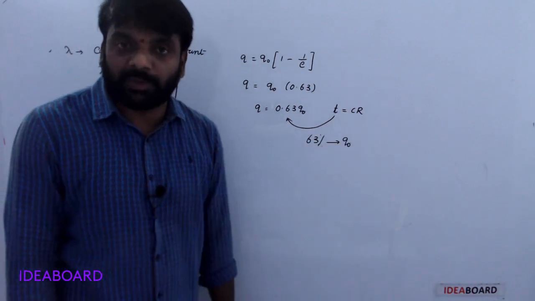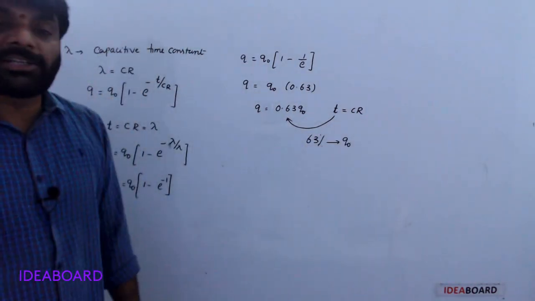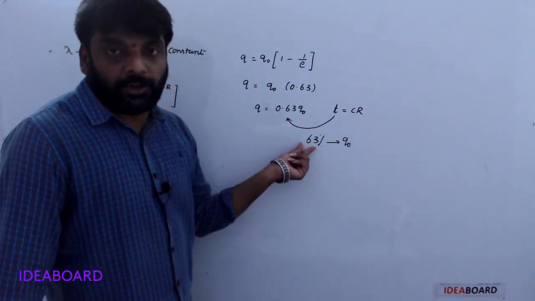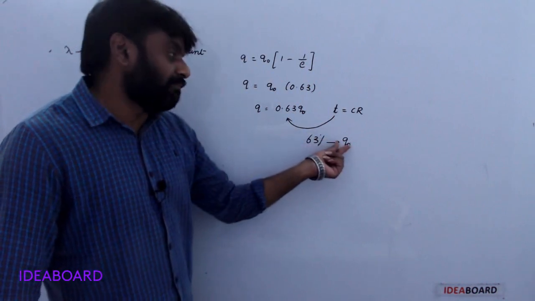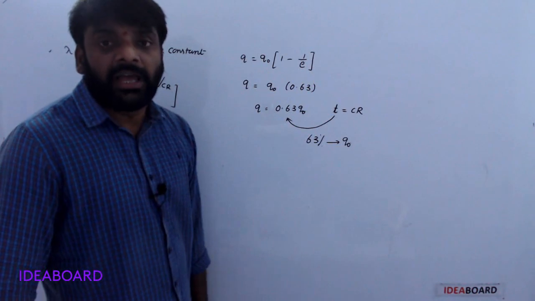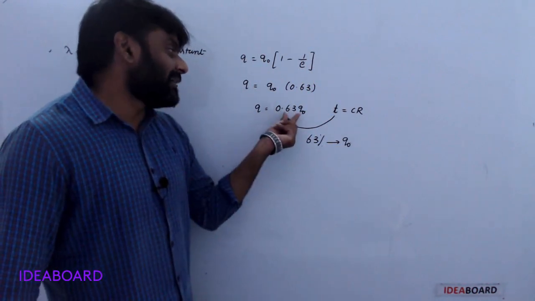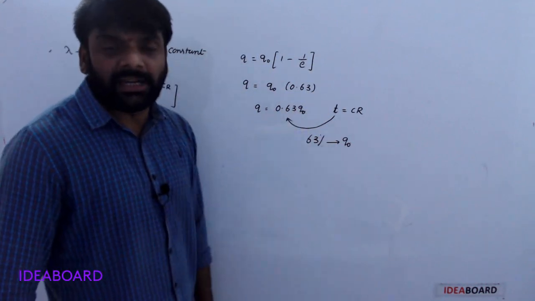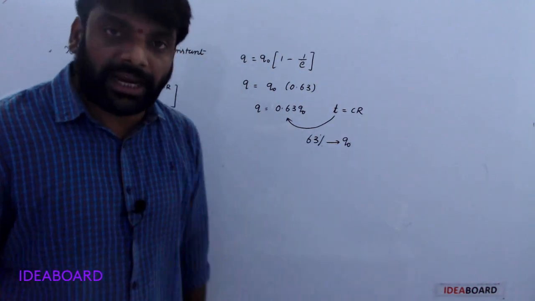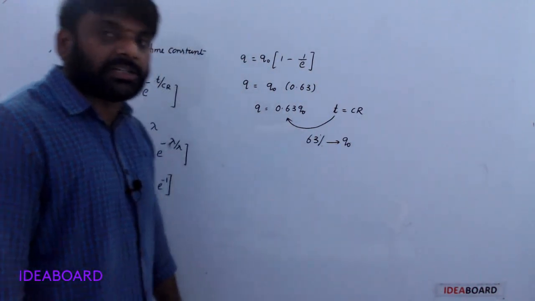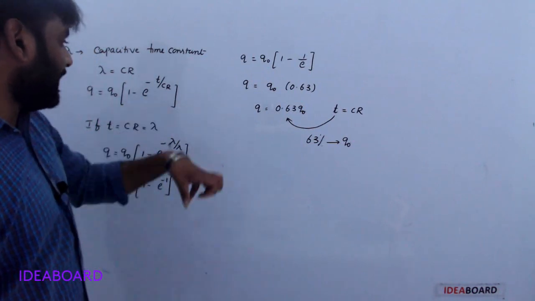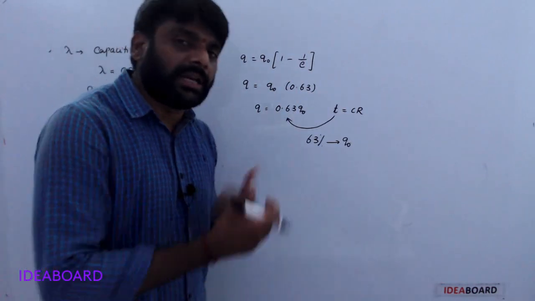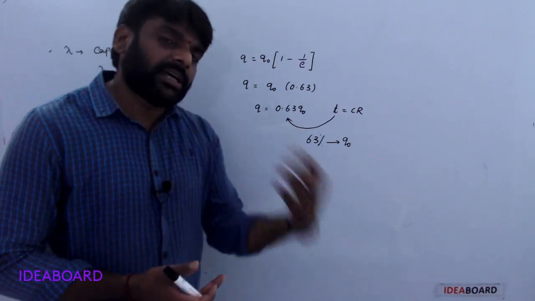The time taken to reach 63% of the maximum charge is called the capacitive time constant. Once again, the capacitive time constant is defined as the time taken to reach 63% of the maximum charge, or 0.63 of the maximum charge. If the time constant is less, the capacitor charges quickly.